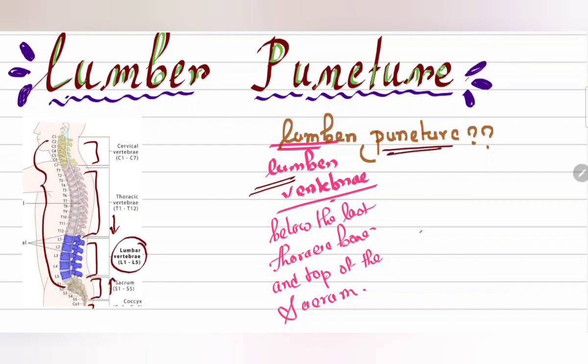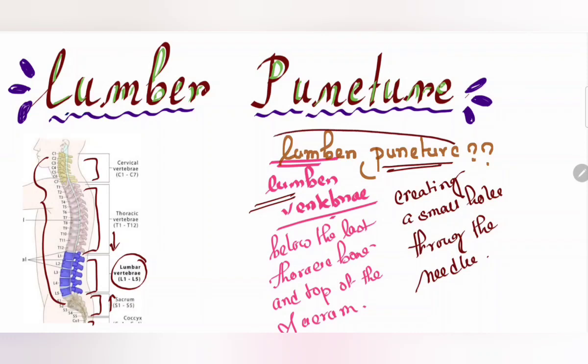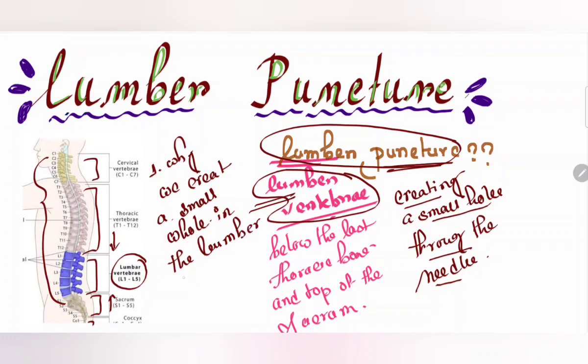Next, puncture means creating a small hole through the needle. So, what is the lumbar puncture? Lumbar puncture is creating a small hole through the needle at the location of the lumbar vertebra, that is called the lumbar puncture. Now two questions will come to our mind. First, why do we create a small hole in the lumbar vertebra?